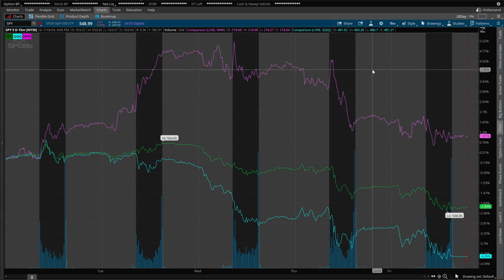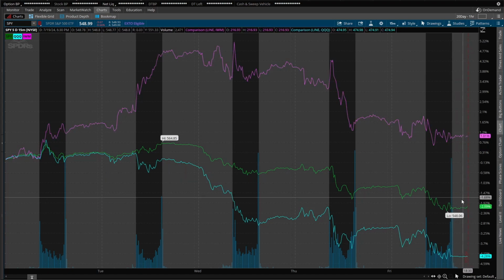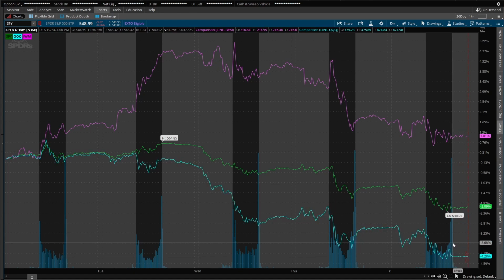Now if we want to compare what the market did last week, the IWM finished up 1% higher this week, whereas the SPY was down 2% and the Qs were down about 4.25%. So it looks like just a rotation of money from the large caps into the small cap stocks.